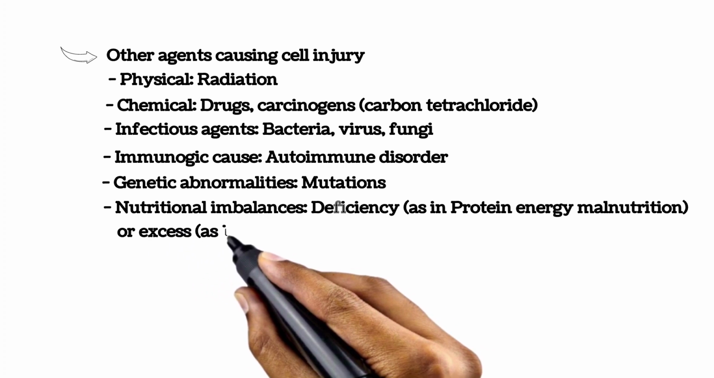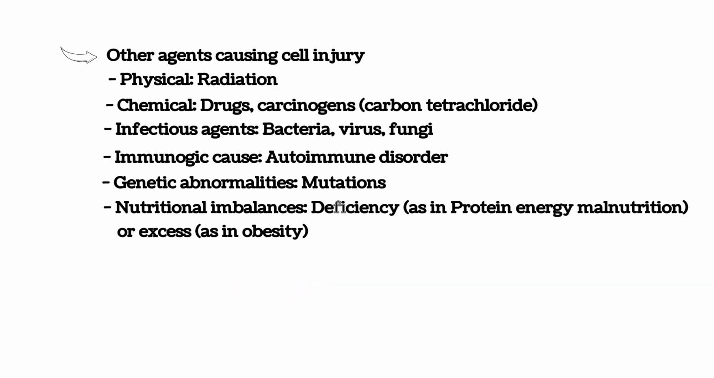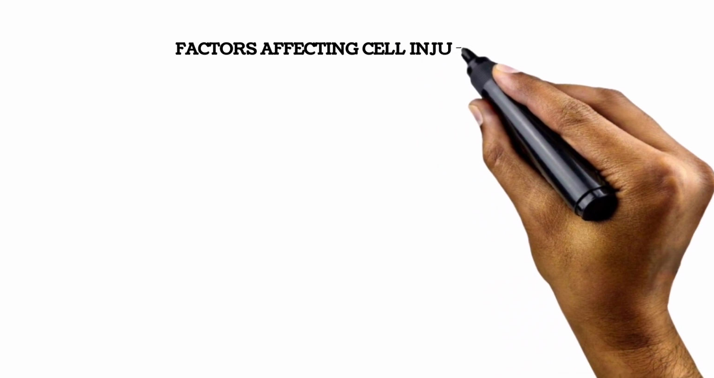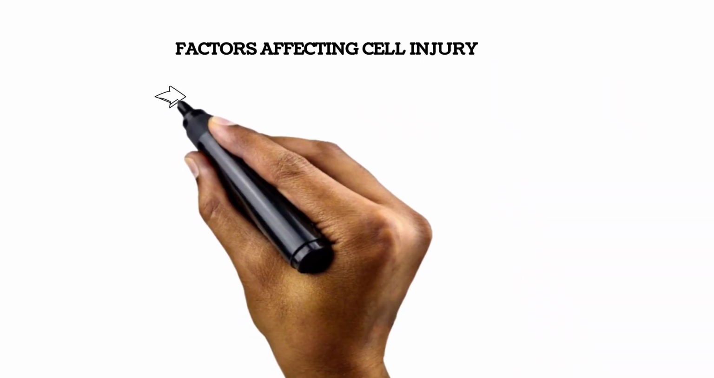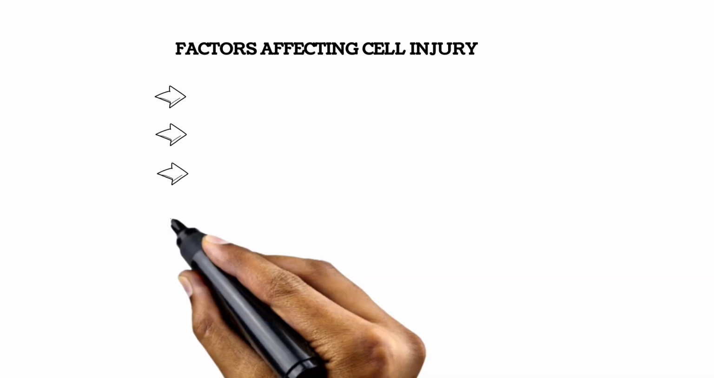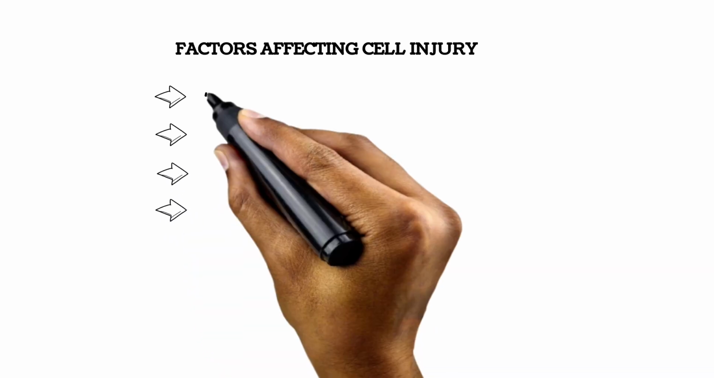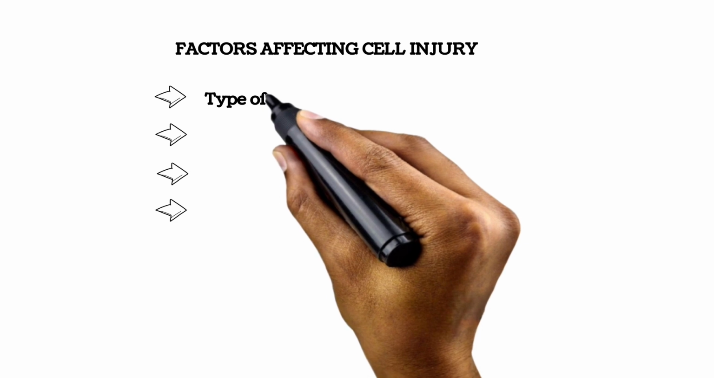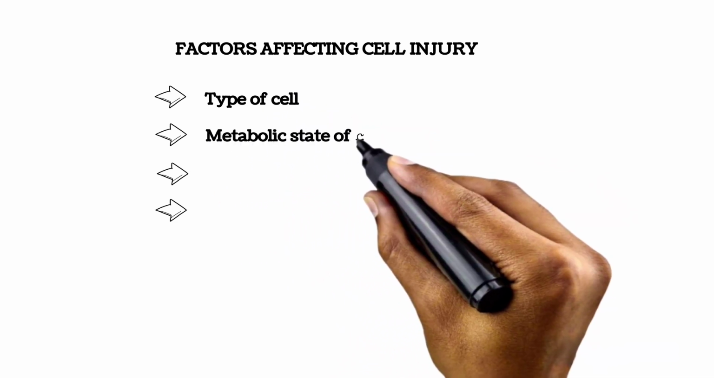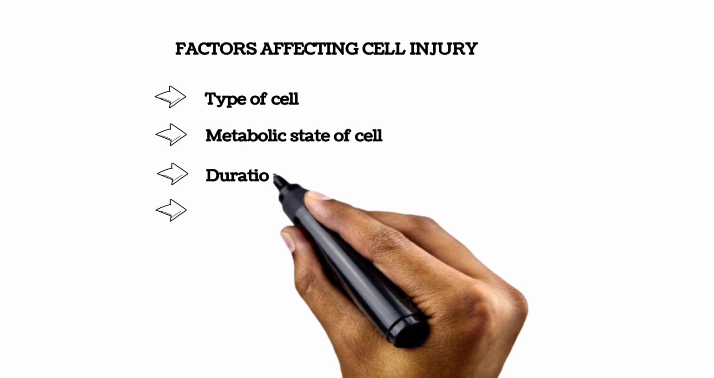Now we will see about the various factors affecting cell injury. There are basically four factors affecting cell injury. First is the type of cell. Second, the metabolic state of the cell. Is it in a dividing or non-dividing state? Then third is the duration of injury, and fourth is the type of injury.